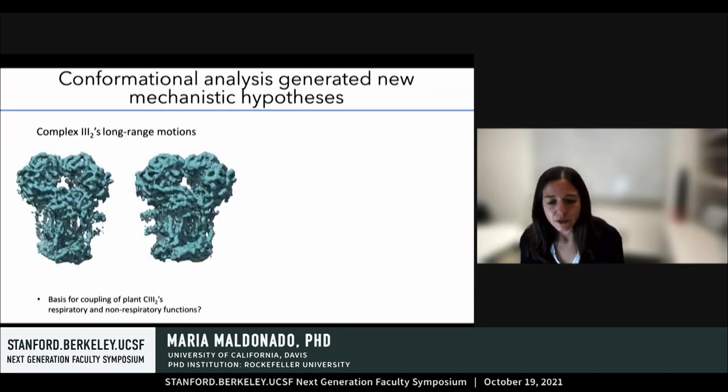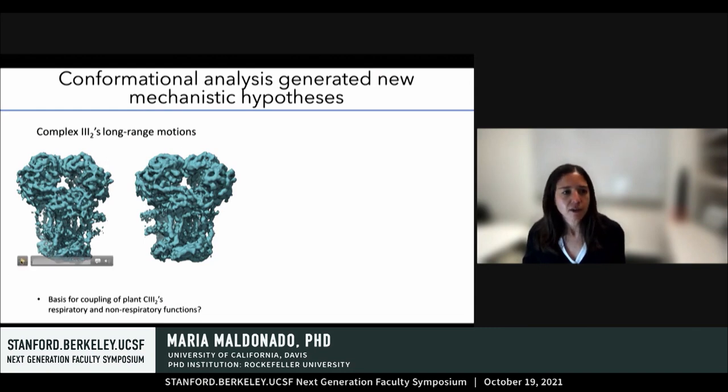Moreover, in addition to using our cryo-EM particles to determine the static structures of the complexes, we used a different cryo-EM algorithm to examine the movement of the complexes, particularly focused on complex 3, which I will show in a minute in these videos. So this analysis of the movement allowed us to generate new mechanistic hypotheses on the functions of plant complex 3 that we can now experimentally test. So plant complex 3 is unique in that it not only has respiratory functions, but it also has non-respiratory functions. And there has been a question as to whether these 2 different functions are functionally related.